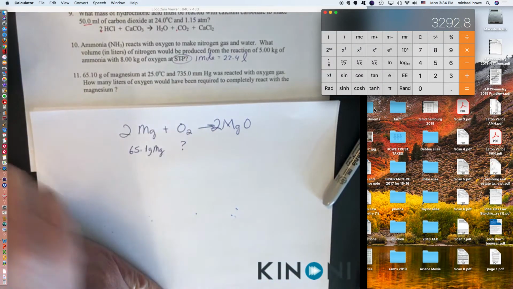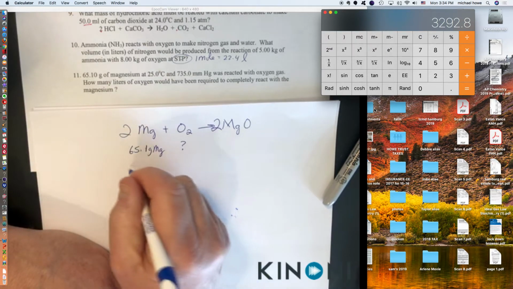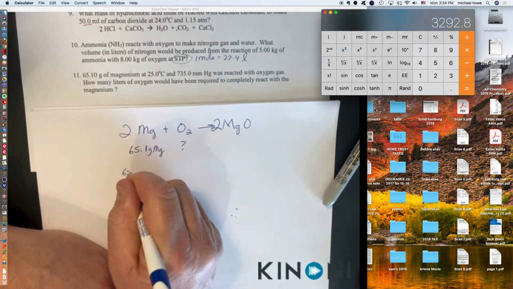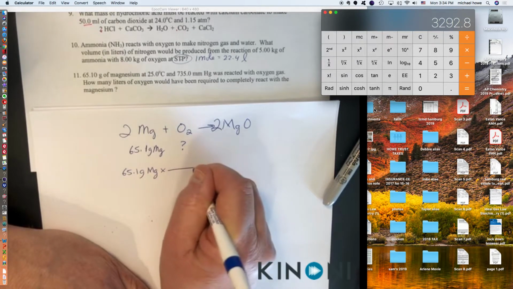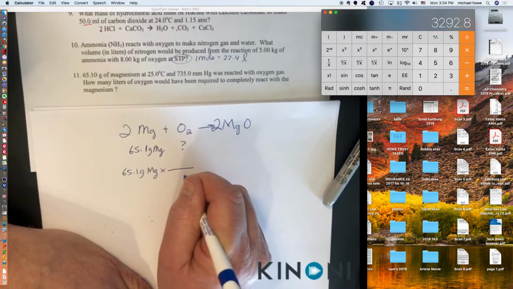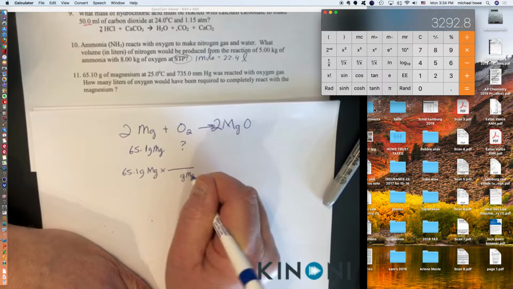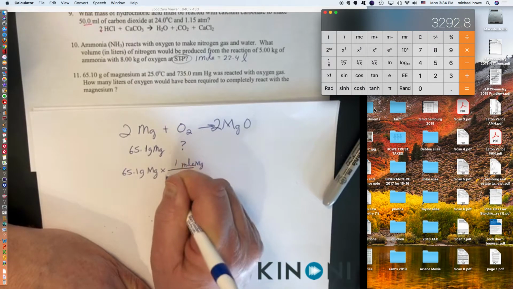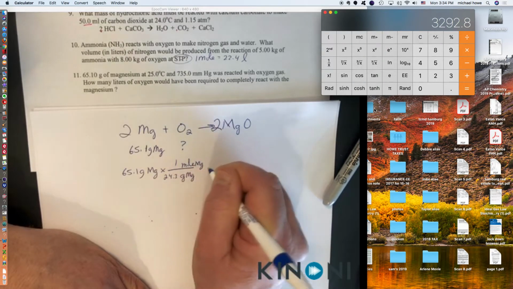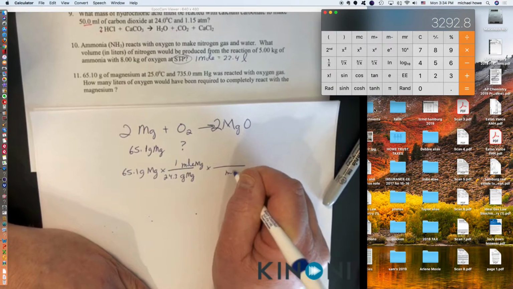So how many liters of oxygen did we actually use if we burn 65.1 grams of magnesium? Well, what's the first step? Oh, it's change to moles. So let's change grams of magnesium to moles. 65.1 grams of magnesium. If you look at a periodic table, you'll find that magnesium has a mass of 24.3 grams. Put our words in first. 1 mole, 24.3 grams. Then we put moles of magnesium on the bottom.